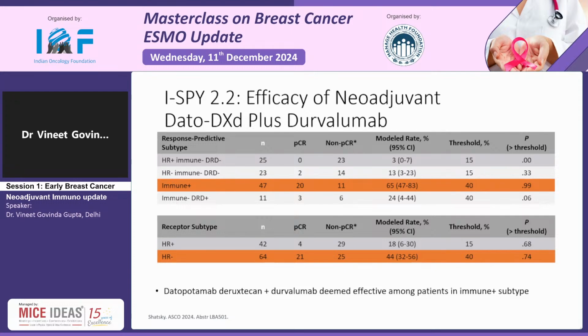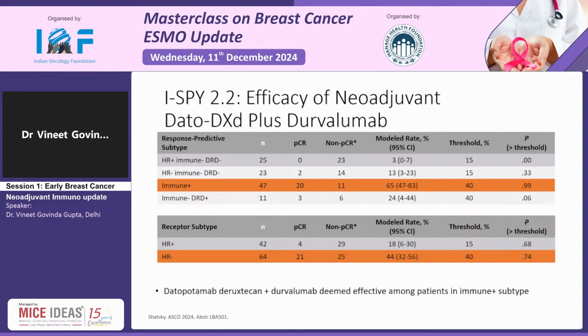If you look at the efficacy of neoadjuvant dato-DXd with durvalumab, they have studied it in various subgroups. DRD is DNA damage response deficiency. For patients who are hormone positive, immune negative, and DRD negative, there is 0% pathologic complete response, so 23 patients are non-pCR, only a 3% modeled pCR rate. If the patient is hormone receptor negative, immune negative, and DRD negative, again, you can see the pCR rate is not that impressive: 2 out of 23 pCR, a modeled 13% pCR rate. So probably not enough of a signal to take it to the next phase.